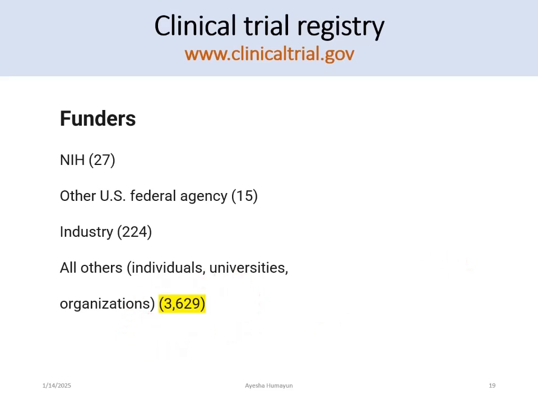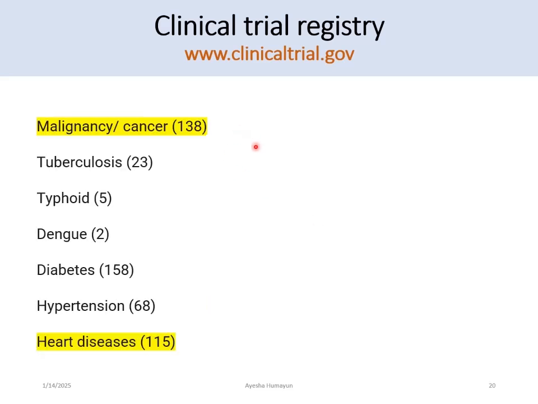Looking at the type of disease, these are the most prevalent diseases, and I used these terms to search the clinical trial registry. I found 138 cancer trials, 23 tuberculosis, 5 typhoid, 2 dengue, 158 diabetes, 68 hypertension, and 115 heart diseases.